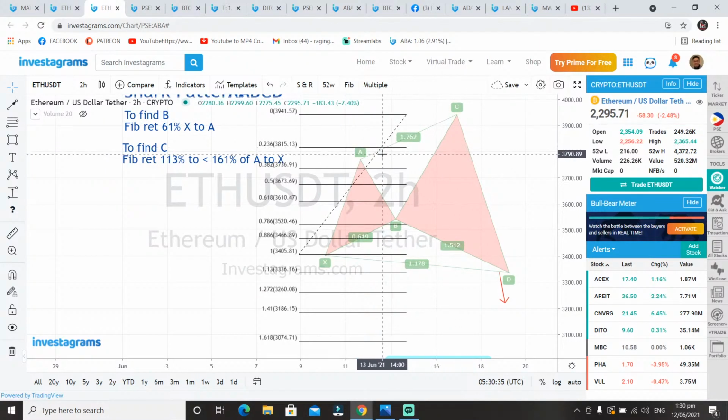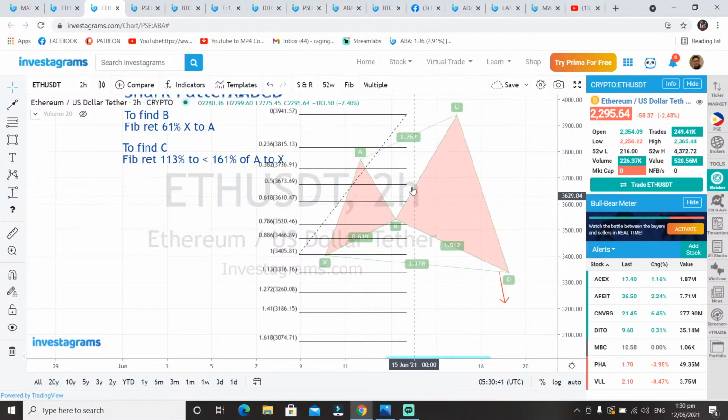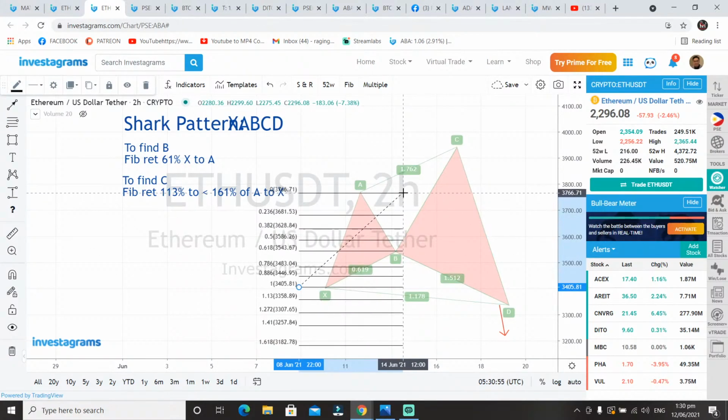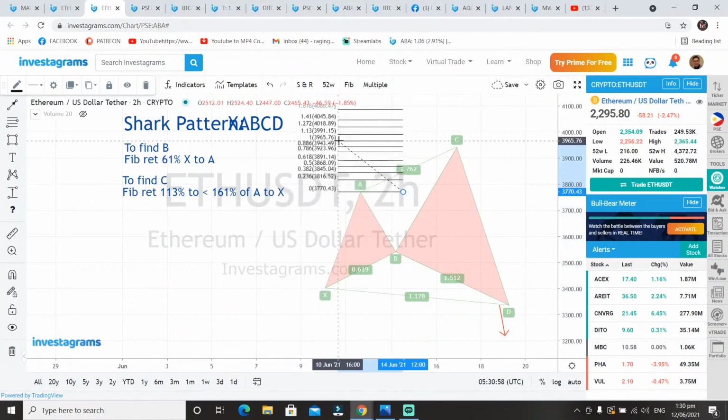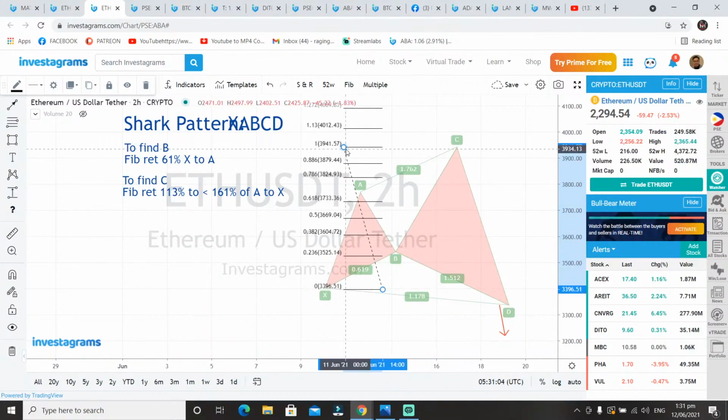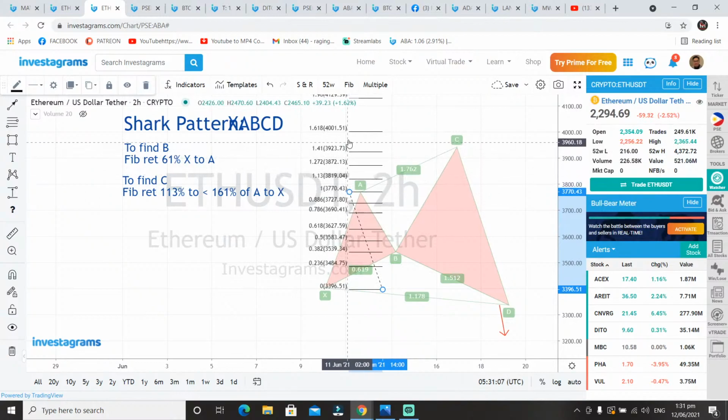For example, you found out that most probably it's going to form a shark pattern, so this is already valid. You can enter here as long as it will not exceed, for example, this one. Actually, sorry, it should be here and it should be here. It should not exceed 161. So you may enter anywhere in this level, and you can immediately set your cut loss at the 161 level.